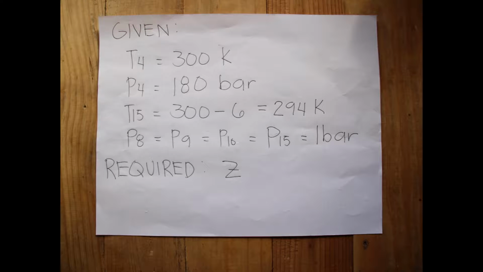For the given, we have T4, which is equal to 300 Kelvin, P4, which is equal to 180 bar. For T15, we have to subtract 6 from T4, which is 300 Kelvin, since the methane leaving the cooler is 6 degrees Celsius lower than the incoming methane, and from that, we will obtain 294 Kelvin. P8 is equal to P9 is equal to P10 is equal to P15, which is equal to 1 bar. And for this problem, we are asked to find the value of Z.